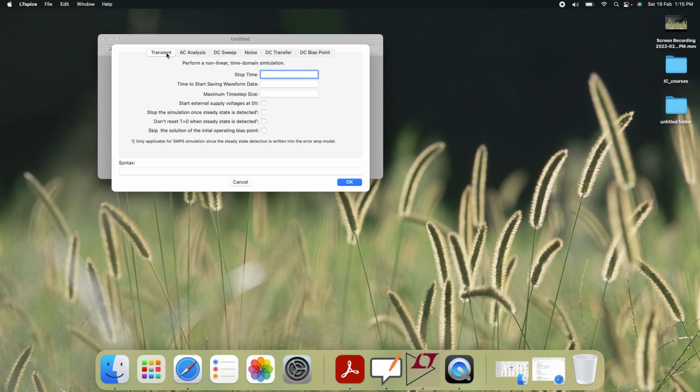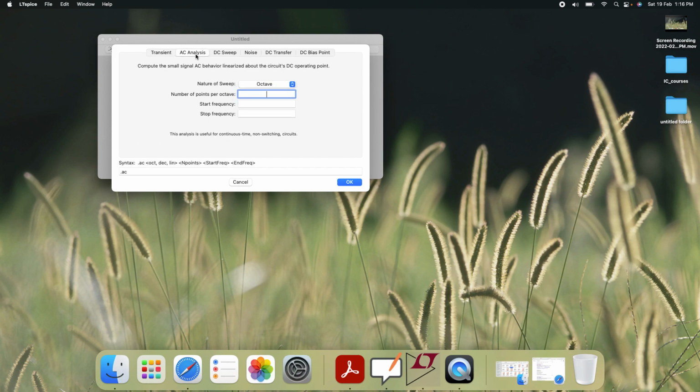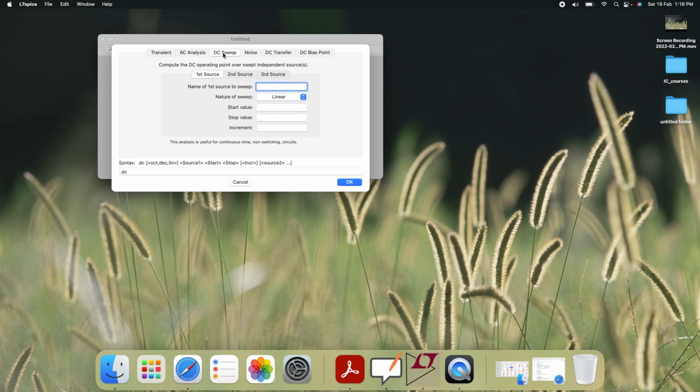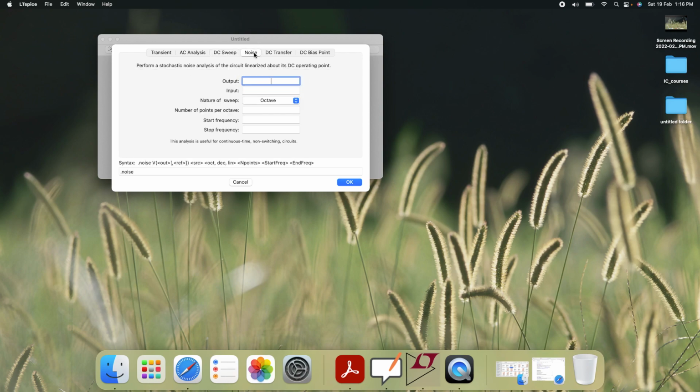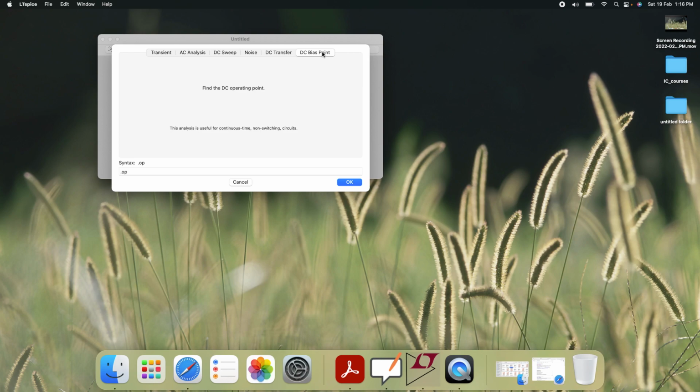You might be interested in transient, which is with respect to time, in a circuit which has been kept over here. I have given input with respect to time, so I would like to give transient. If I have given frequency as an input, I would have given AC analysis. If it is DC sweep, which is very much required when you want the IV characteristic, and for noise analysis, if you want to observe the noise. This is another advanced characteristic. And as I told you, if you just want to check the DC bias point, or Q point, you can do it from here.